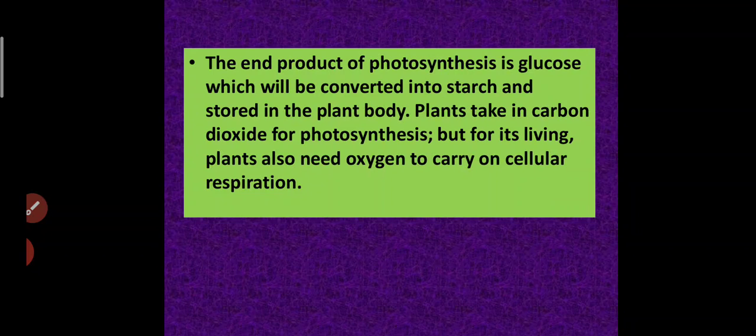And the plant takes in carbon dioxide for photosynthesis, but for its living, the plant also needs oxygen to carry out cellular respiration. We may all think that plants need only carbon dioxide. It is not true actually. They need some oxygen also for their cellular respiration.